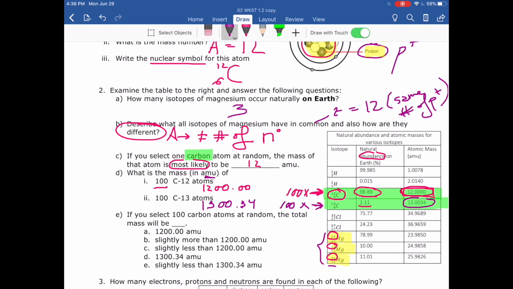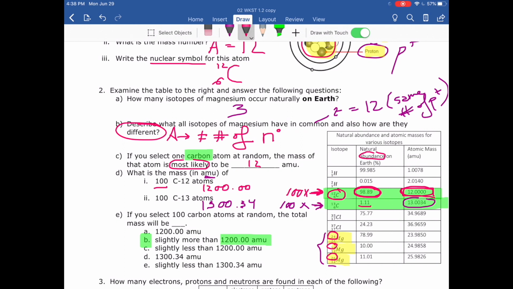And finally, if you select 100 carbon atoms at random, the total mass will be, and you need to choose an answer, right? So the answer here is that it's going to be slightly more than 1200 AMUs. And here is the thing. Remember, we said before that the abundance of the carbon-12 atom is 98.89%.